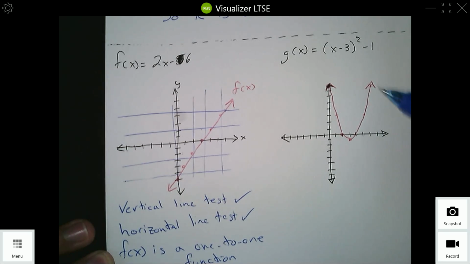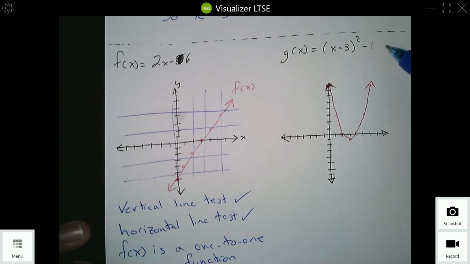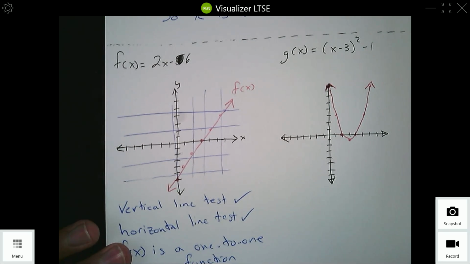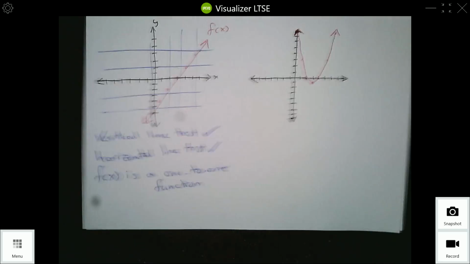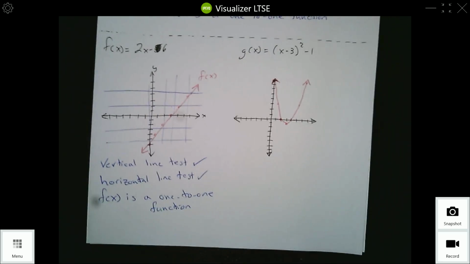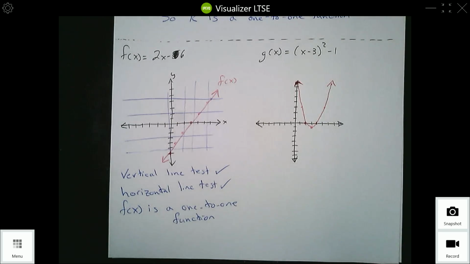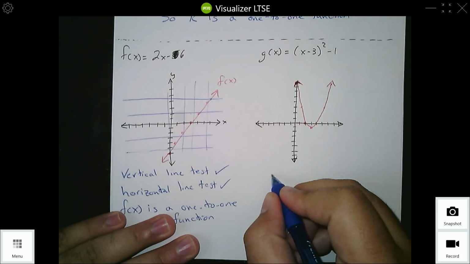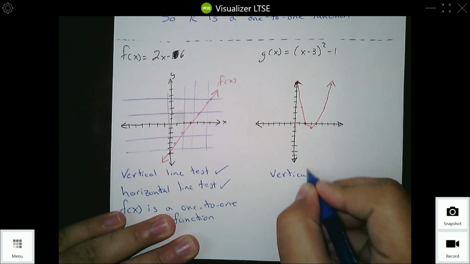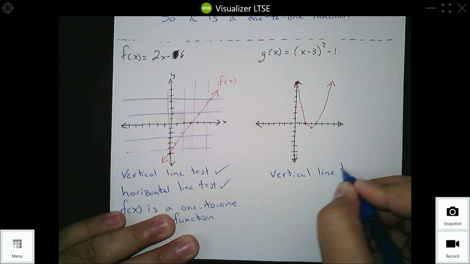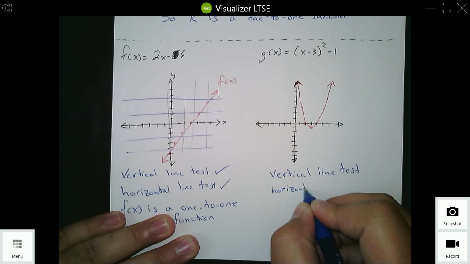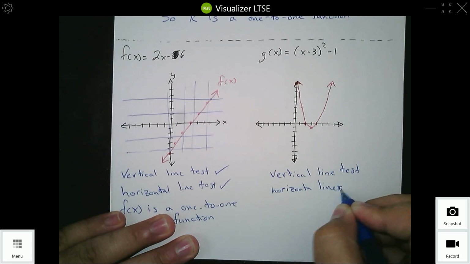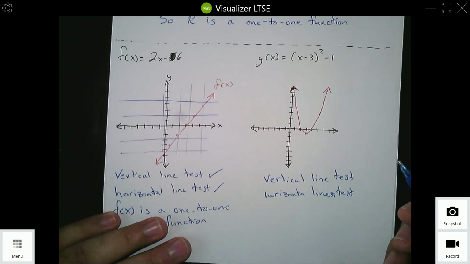Now we're going to look at g of x equals (x minus 3) squared minus 1, just a simple parabola. Sorry, you can't really see that. Same thing: we're going to apply our vertical and horizontal line tests. My voice does not like to do this today. If these both work, then it's a one-to-one function.